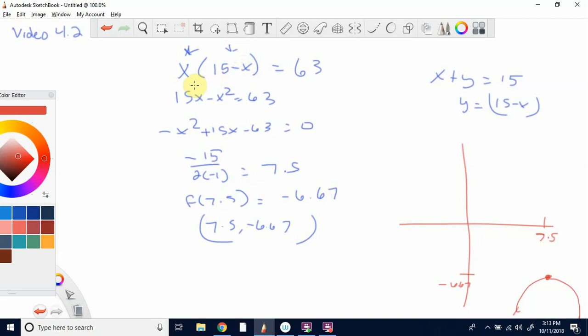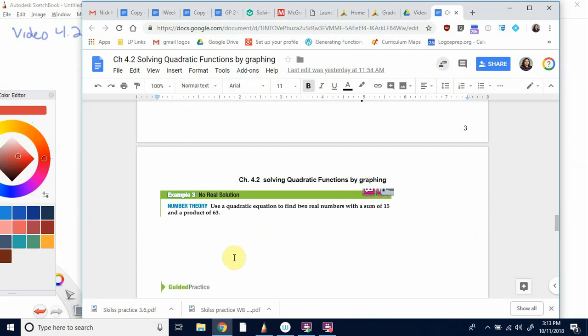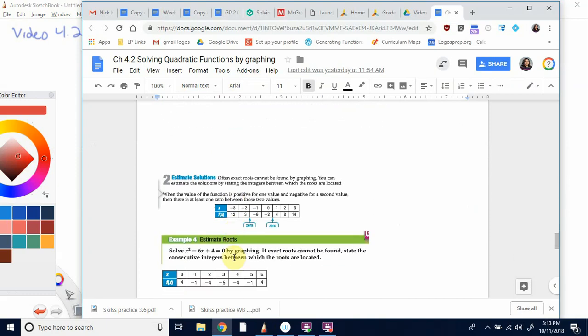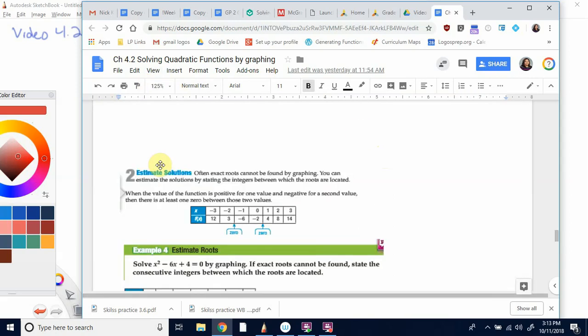So pause this and try guided practice 3, and you'll have to make your own equation just like we just did. Okay, so the last thing we're going to do is estimate solutions. So this is really important that you understand this piece of the problem and understand where the solutions lie.